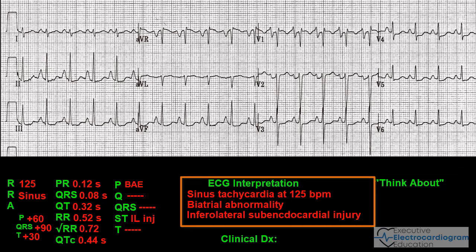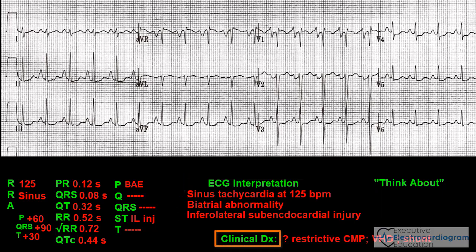The final ECG diagnosis will be sinus tachycardia at 125 beats per minute, biatrial abnormality, and inferolateral subendocardial injury. Clinical diagnosis. No specific clinical diagnosis is suggested by this electrocardiogram. However, you should consider a restrictive cardiomyopathy, valvular heart disease, or a shunt.